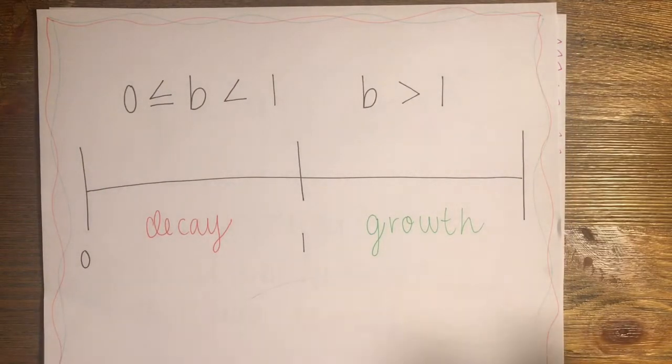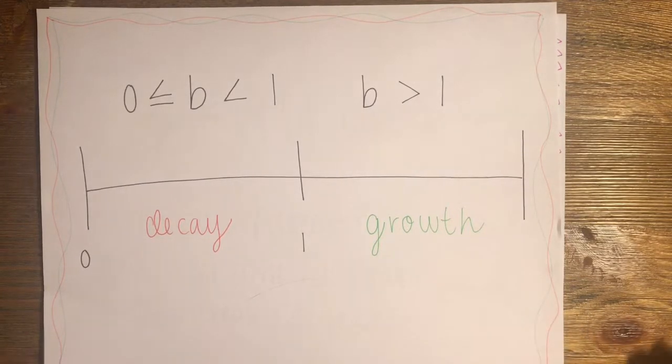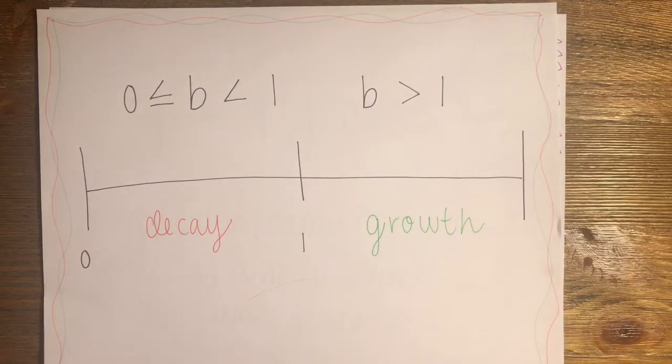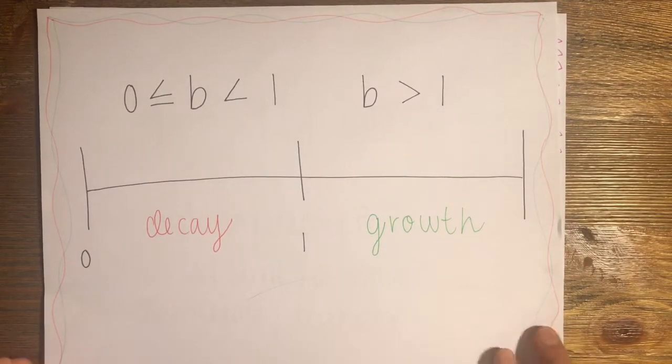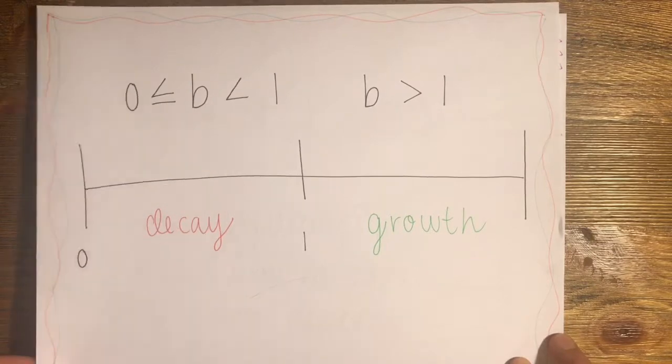Here's just a quick little number line type thing. Again, this will make more sense when we look at word problems, but if your B value is greater than 0 but less than 1, so for example 0.5 or 0.9, then there is going to be decay, and if your B value is greater than 1, so 1.5, 1.6, or 3 or 7, then you're going to have growth.